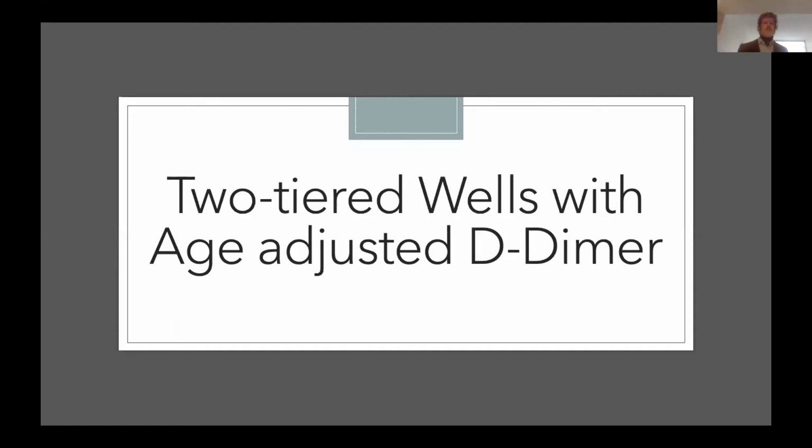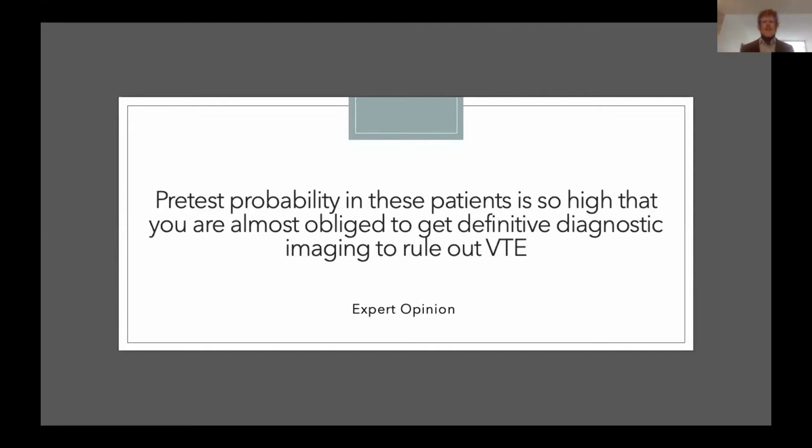I think the real nuance in this strategy is being cognizant, in that intermediate risk group, that things like clinical suspicion of PE could tip them into the high risk group, where you should more appropriately be going directly to CTPE. And that was echoed in talking with Dr. Surya Narayan and Isa. Their thoughts were that the pretest probability in these patients is so high that you're almost obliged to get definitive diagnostic imaging to rule it out.